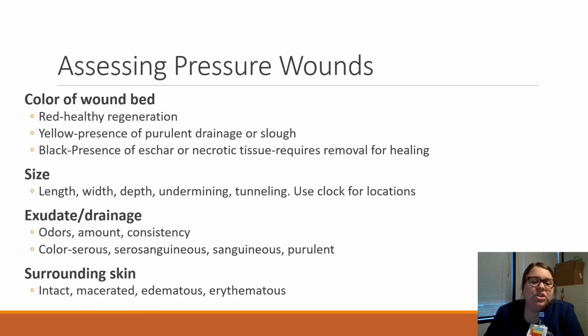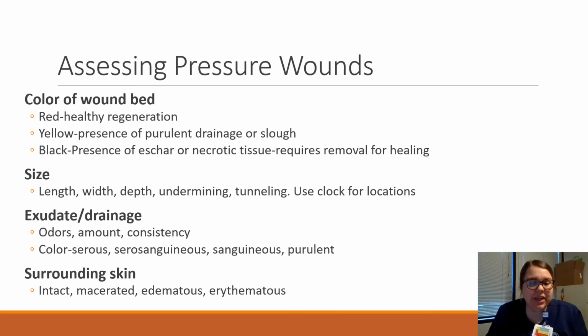So again, when we're looking at these wounds, okay, like let's go back to my grandma. If I was looking at her wound, I'm going to start assessing it. I'm looking at that wound bed, the color of the wound bed. So here's the wound. The wound bed is the inside. Is it red? That's a healthy regeneration. Or is it yellow? The presence of purulent drainage or slough. Is it black? The presence of eschar or necrotic tissue. This requires removal for healing. We must remove that eschar or necrotic tissue, but there's certain ways to do it. We can't just like scoop it out.